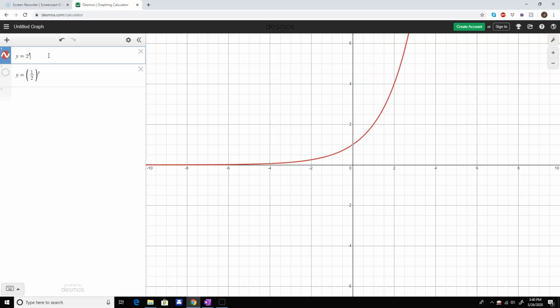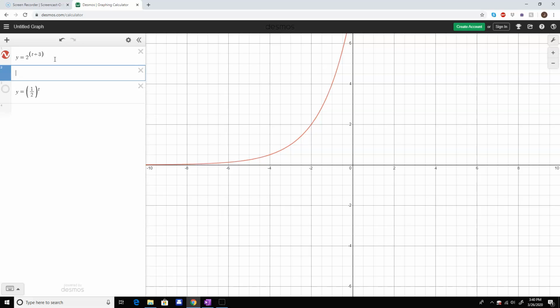Oh, it wasn't in the exponent, so I need to make sure that I'm in the exponent. So maybe I need to include parentheses. So 2 to the t plus 3, and as you can see, it moved everybody to the left 3 units. Maybe to make that more clear, we can add another function below. We can look at y equals 2 to the t. And you see, basically, it took the same exact picture and just moved everybody left 3. So the y-intercept that's at 0, 1 is now at -3, 1.